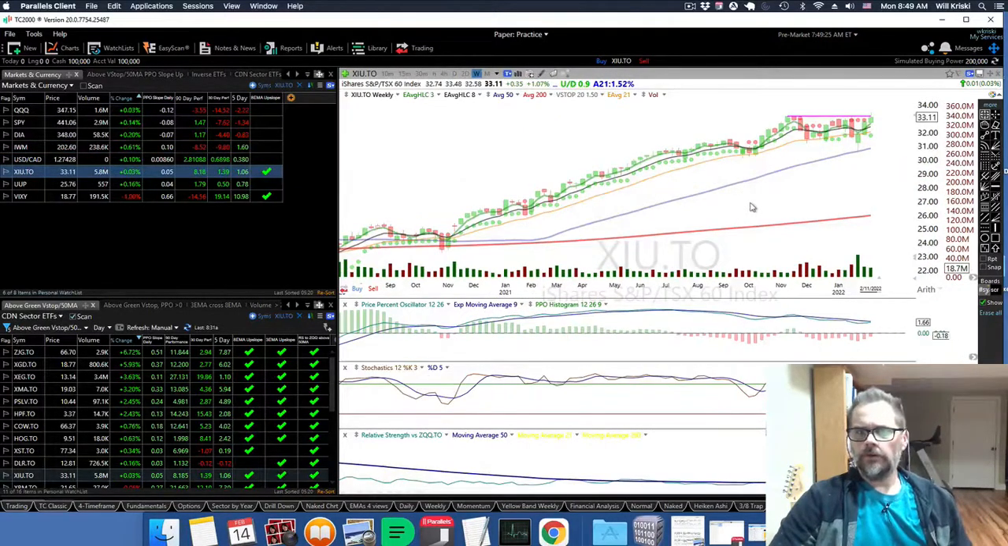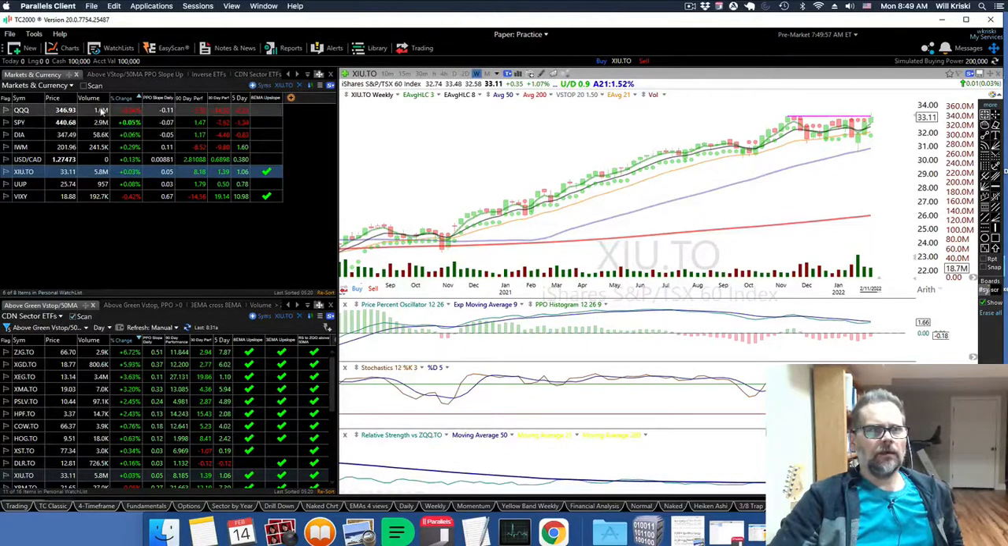And then the TSX actually looks decent in the sense that it's still in this uptrend with a green volatility stop, but it's right at this previous high. So it is a potential entry point. This price percent oscillator hasn't quite crossed over again, but because of the oil and the resources for Canada, it is looking fairly strong.